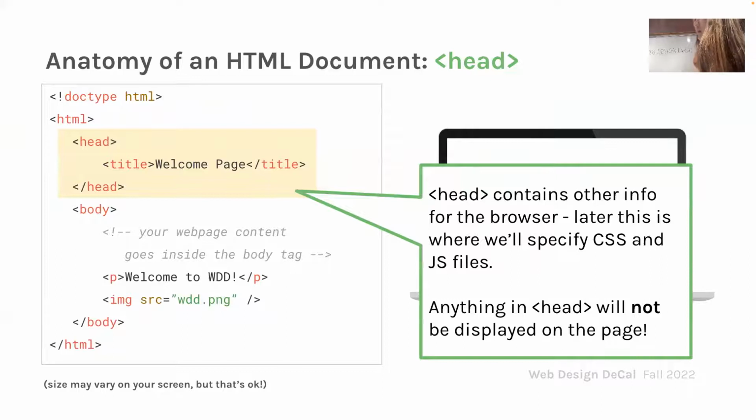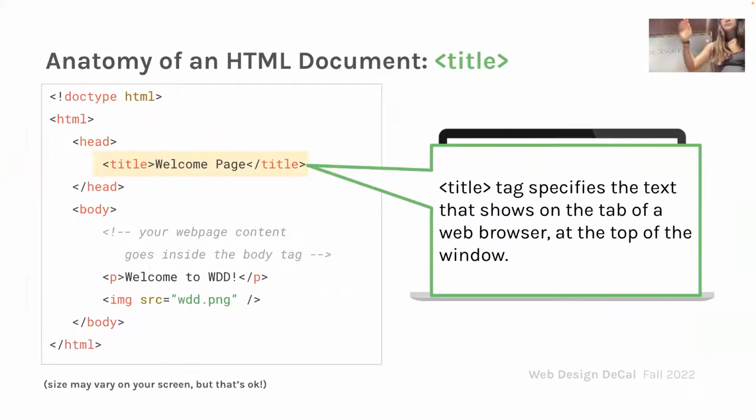So looking at the first block, we can see the head tag, which contains all the other info for the browser. Later, this is where we'll include our CSS and our JS files, but in this very simple example, just know that the head tag will not actually display anything on the page. The head tag is essentially for you to stipulate what files, as well as what might appear on the tab. So in this example, we have the title tags, which specify what text shows up on the tab of the web browser.